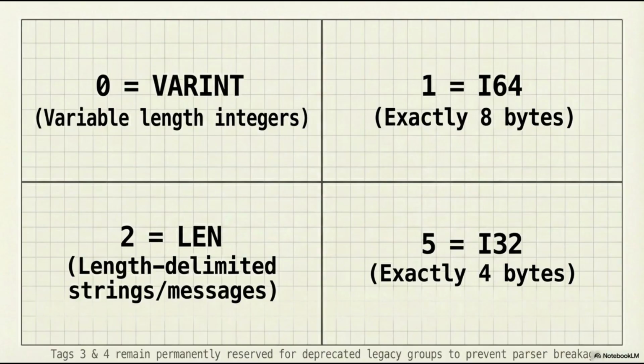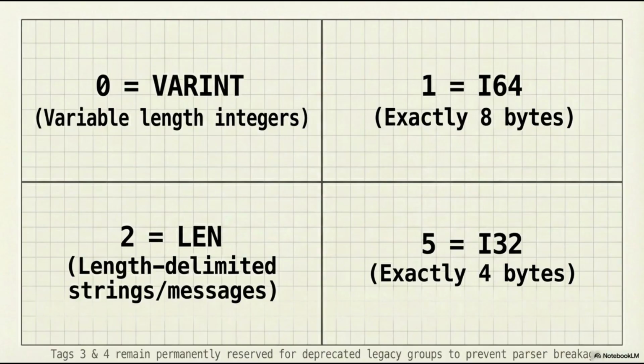Wait, you skipped 3 and 4. Good catch. They belong to a deprecated feature called groups from the very early days of Protobuf. You won't see them used today, but those numbers remain permanently reserved, so modern parsers don't break if they encounter legacy data. Makes sense. Let's focus on wire type 0, the Varint.